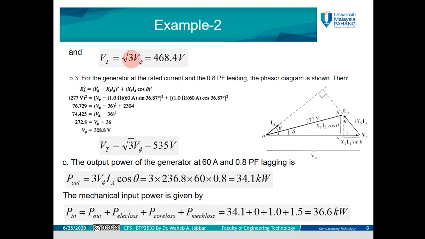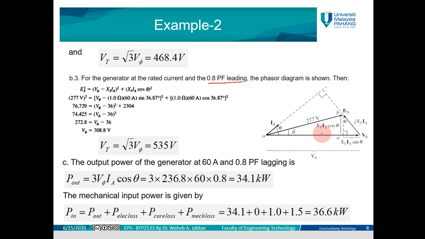Actually, here also we need to multiply by √3 because we want to find the terminal. So it becomes 468. This is the third case, for the leading power factor. So you can see here leading power factor. In this case, the value of V phase will be higher than the value of EA. EA is 277, but V phase must be higher than 277.